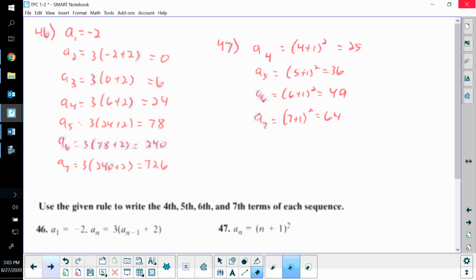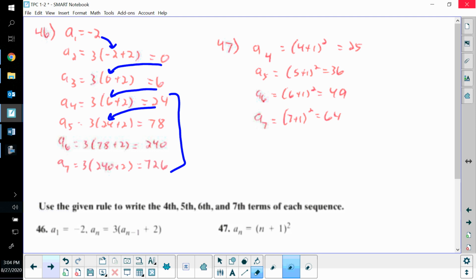So we want to find the 4th, 5th, 6th, and 7th terms of each of these. So the first one says start with negative 2, and then we're doing the previous term plus 2 first, because that's in the parentheses, and then multiply by 3. So here's our previous term of negative 2, plus the 2, which gives us 0, times 3 is 0. And that goes in for the previous term. So 0 plus 2 times 3 gives us 6. Then the 6 goes in for the previous term. So 6 plus 2 times 3 gives us 24. And then just keep doing that pattern. And the ones we actually wanted for our answers were the 4th, 5th, 6th, and 7th, so those ones.